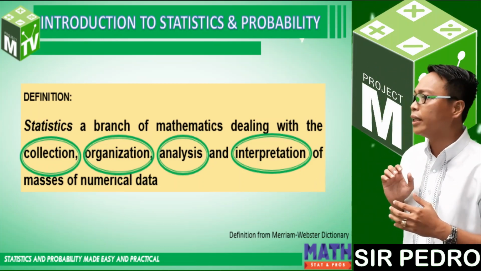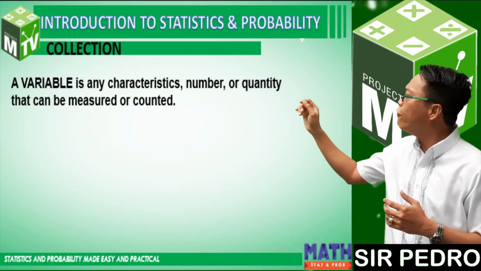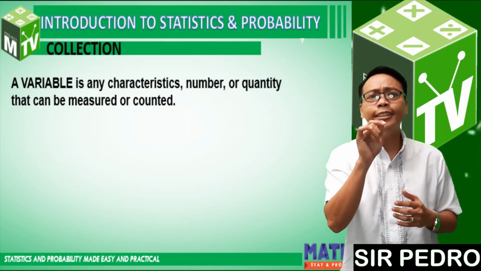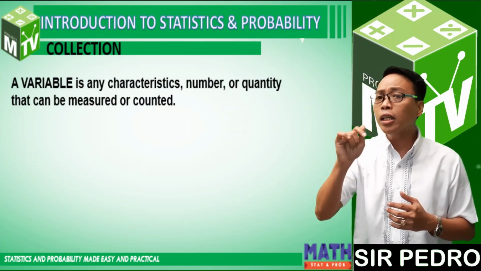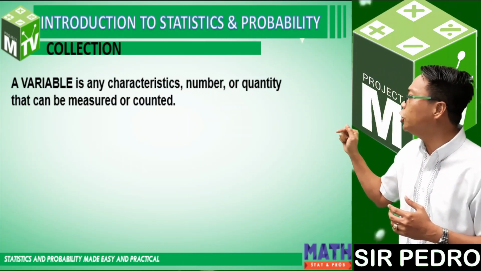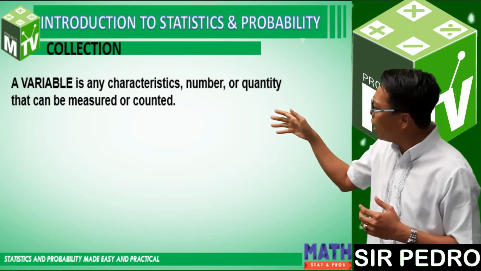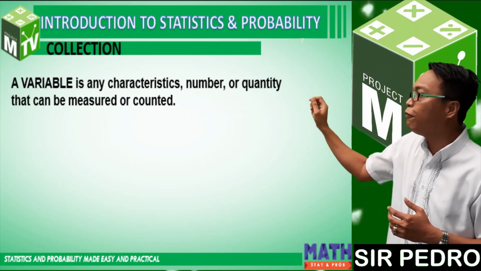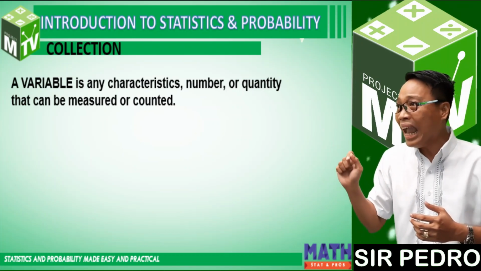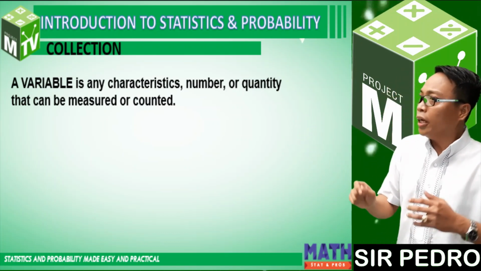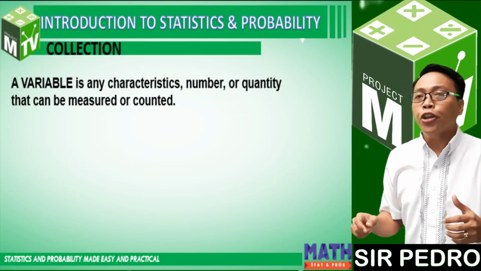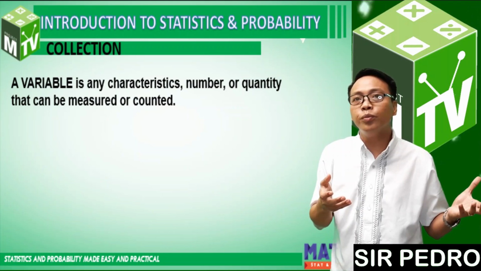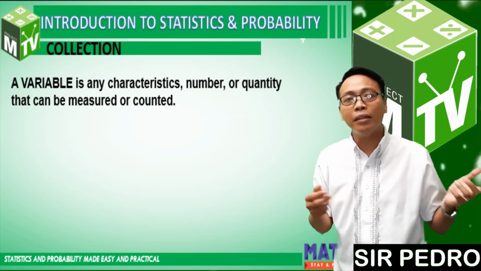In collection of data, you will encounter the word variable. Variable is any characteristic, number, or quantity that can be measured or counted. When we talk of variables, just think of the word vary. It varies in value. Example, in your classroom, you are trying to analyze which group is better in mathematics.